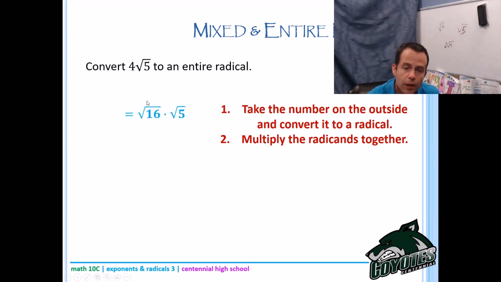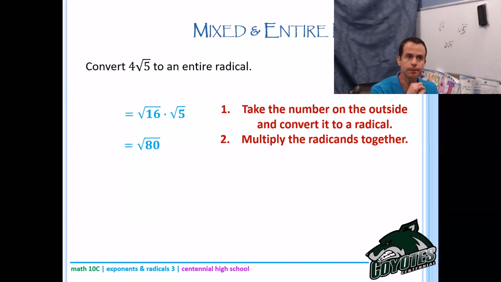Well, now I have a radical times a radical, and we just talked about the multiplication property. If I have two radicals being multiplied together, I just multiply the radicands together. So that'll be root 80. So 4 root 5 has to be the exact same thing as root 80. Now, if you want to check that, go ahead. You can put in your calculator 4 root 5 and hit enter and look at that random decimal. And then you can put in your calculator root 80 and you'll see the exact same random decimal.